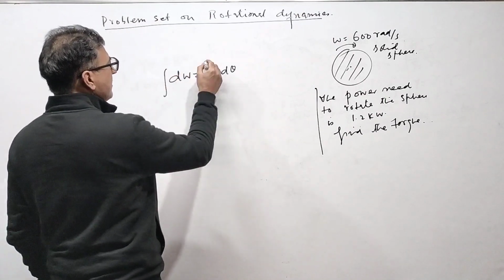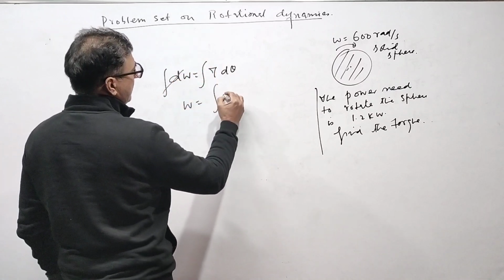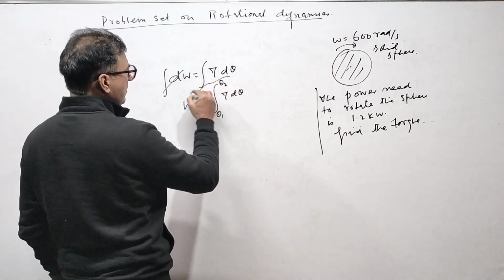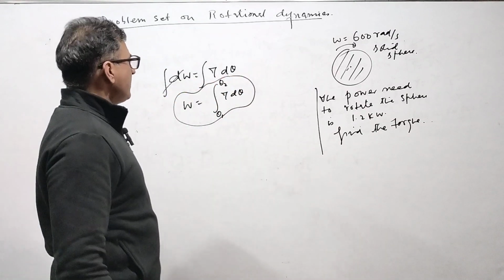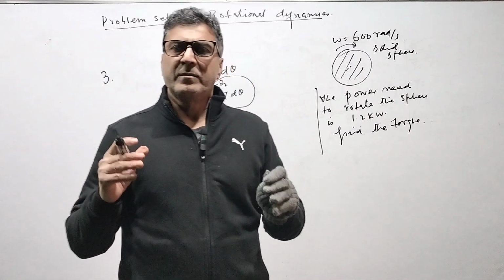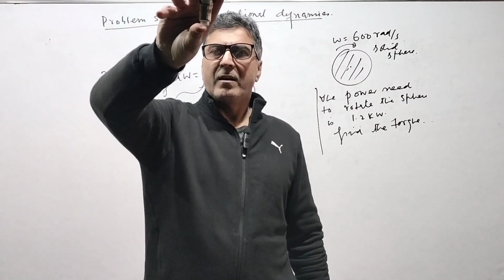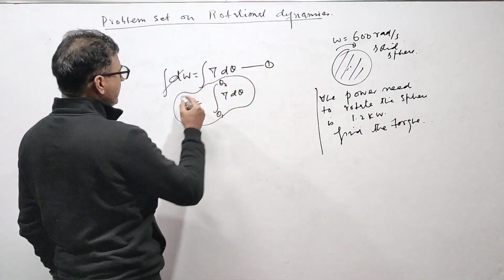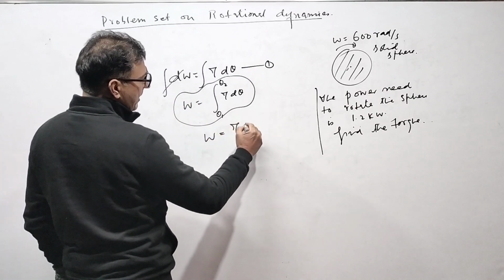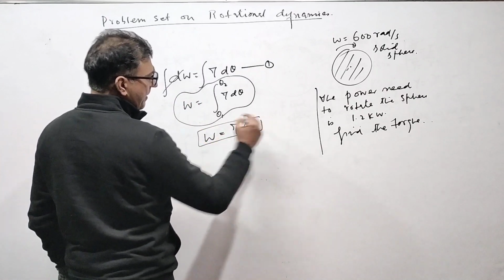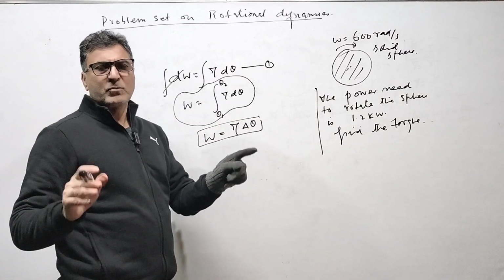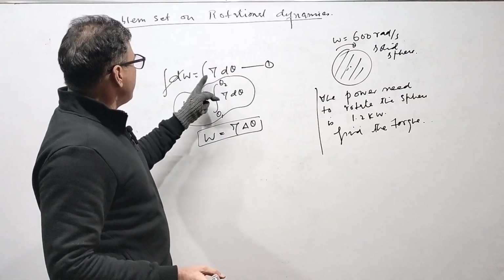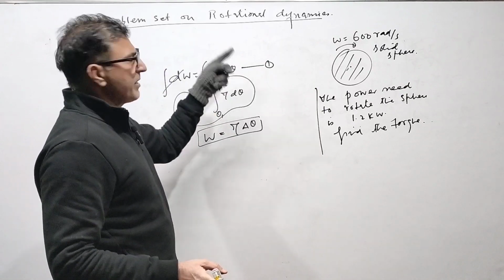If you integrate this, you get the total work done: tau d theta from theta 1 to theta 2. This is the work done when the applied torque rotates a body through an angle of theta. However, if torque is constant, then W is equal to tau into delta theta. Constant torque into the angle through which the body rotates gives the total work. If torque is constant, it will come out and you have to integrate d theta.